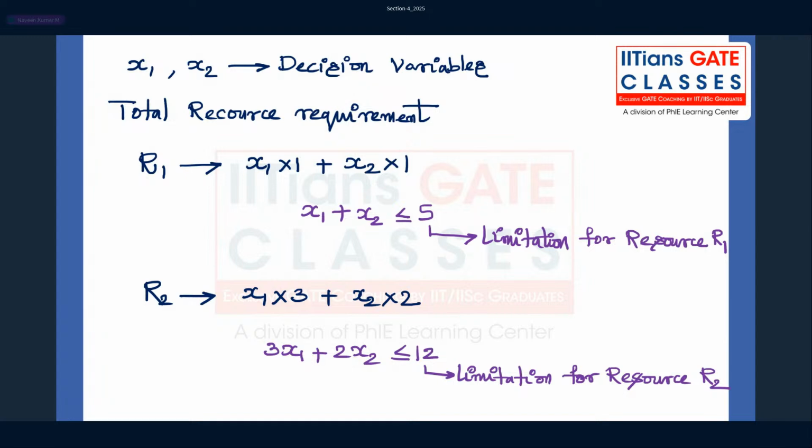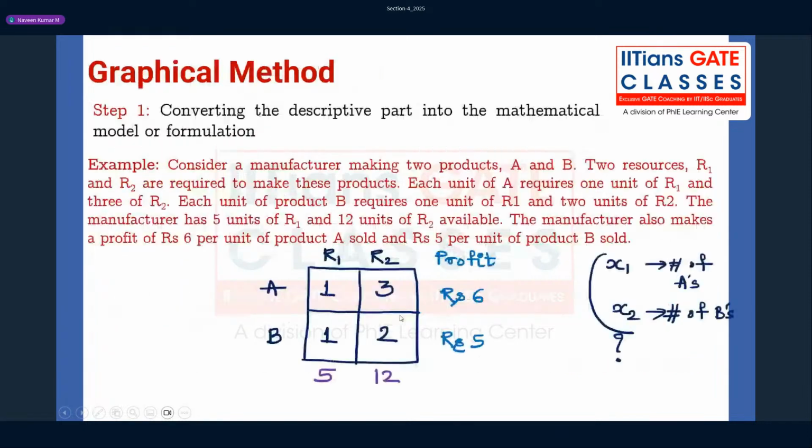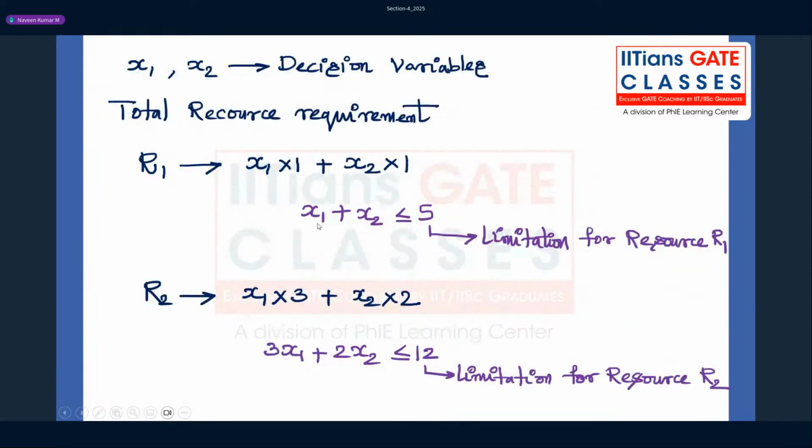Okay, it's very important. So now you see, without knowing, we have already completed the constraints. So if you go back, these are the constraints. X1 A's you're making, X2 B's you're making. So X1 plus X2 should be less than or equal to 5. 3X1 plus 2X2 should be less than or equal to 12. Right? These are the constraints.